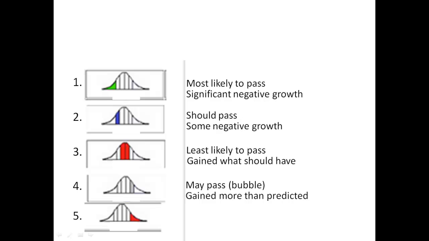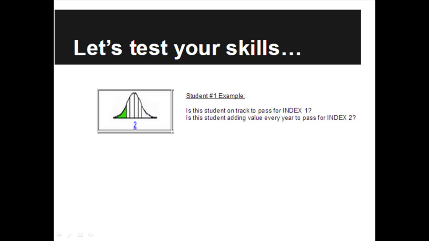And last example, example number 5. This particular color is red, and the color red tells us that this student is least likely to pass. However, they're far tail right, which tells us that this student made significant positive growth. So now let's test your skills. Student example number 1. Is this student on track to pass for index 1? So for index 1, we're looking at color, and his color is green. So yes, this student is on track to pass for index 1.